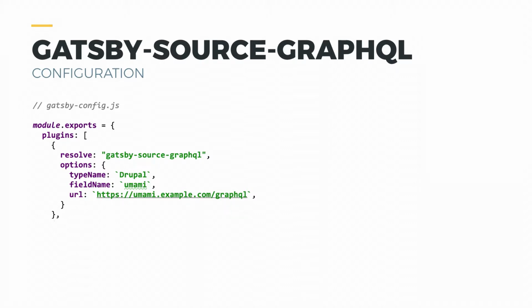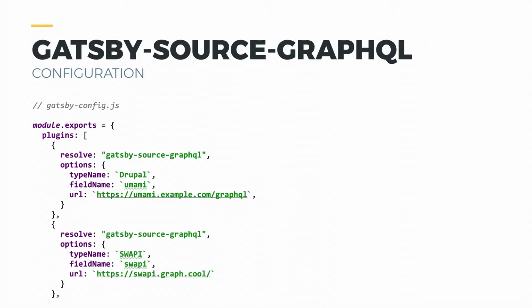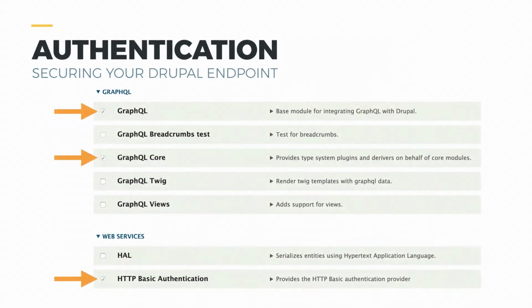This is everything you need to do in order to do schema stitching inside Gatsby. It's super easy to configure. And of course, you can add multiple graphs to Gatsby. So if I wanted to add the Star Wars API in addition to Drupal, I just add another plugin using the exact same plugin, but with different data. So I'm going to add the Star Wars API as an additional graph stitched into Gatsby's graph. Super, super easy.